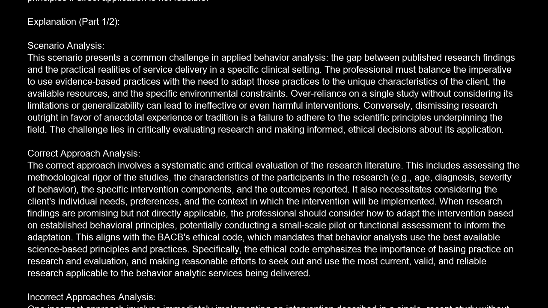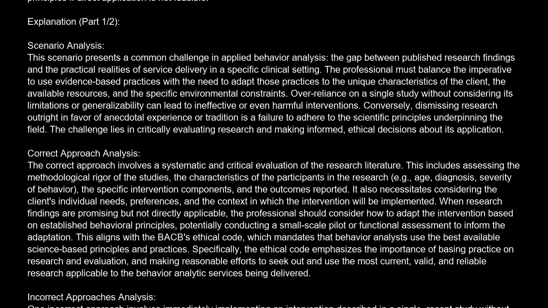Over-reliance on a single study without considering its limitations or generalizability can lead to ineffective or even harmful interventions. Conversely, dismissing research outright in favor of anecdotal experience or tradition is a failure to adhere to the scientific principles underpinning the field. The challenge lies in critically evaluating research and making informed, ethical decisions about its application.